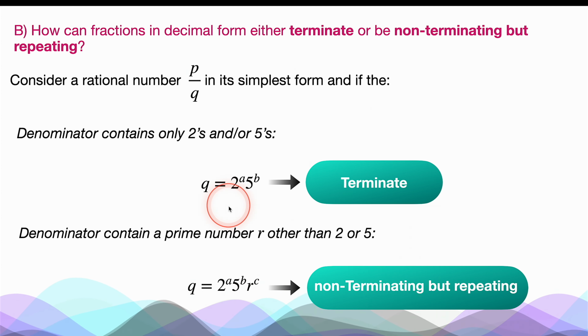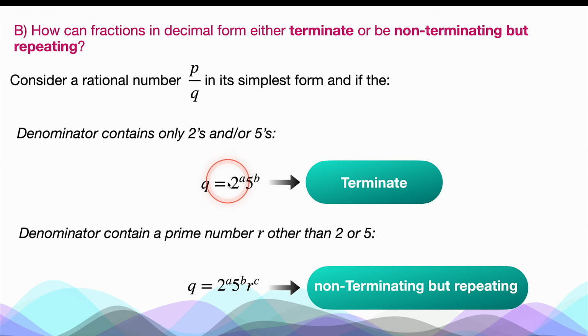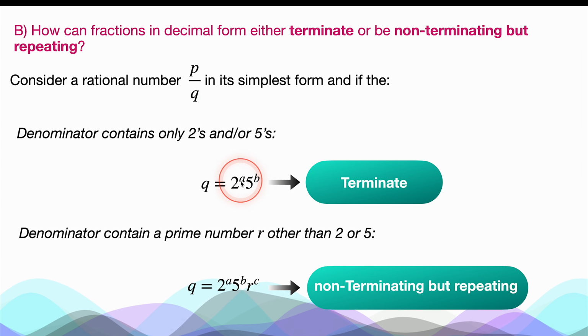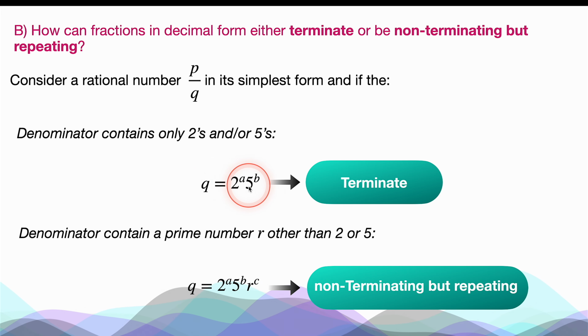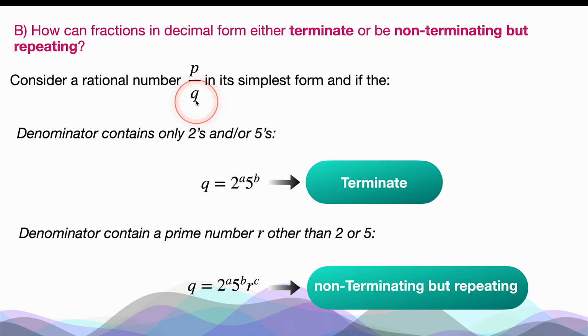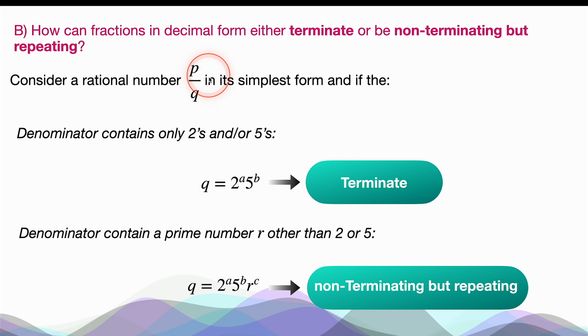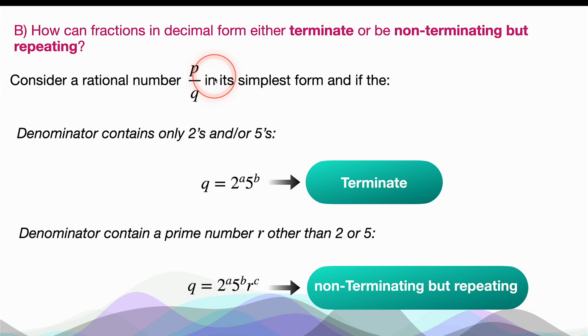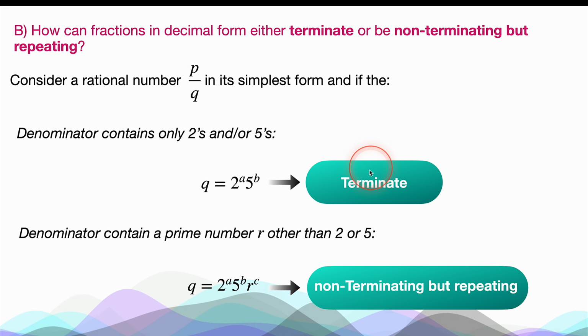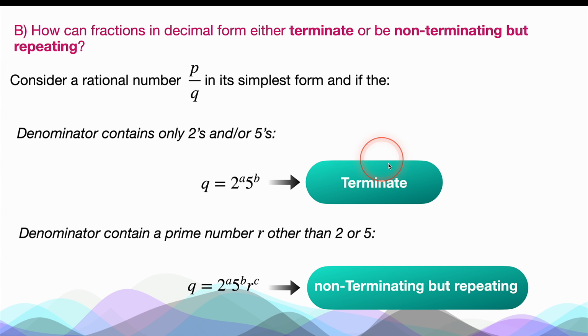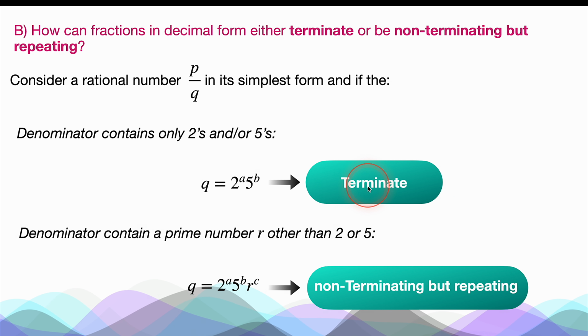And if you look at the other scenario, that is q equal to 2 into 5, again imagine a equal to 1, b equal to 1, so q is 2 into 5, or nothing but 10, and again imagine p equal to 1, then p by q will be 1 by 10, and with 1 by 10 you will observe that it ends in a decimal number which is terminating.